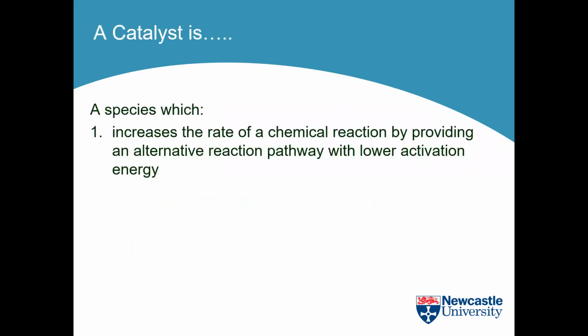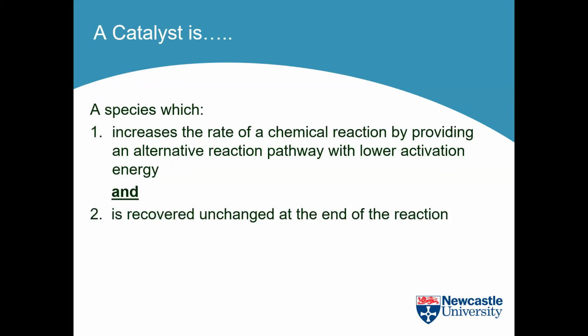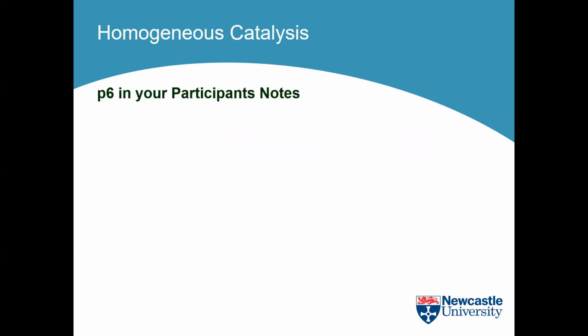So a catalyst, of course, is a species which increases the rate of chemical reaction by providing an alternative reaction pathway with a lower activation energy, and it's recovered unchanged at the end of the reaction. So they're the 2 things you need to put down to score 2 marks in an exam for what's the definition of a catalyst. Lowers the activation energy, alternative reaction pathway, and recovered unchanged at the end. But you can't normally see catalysts working. I'm going to show you at least one catalyst working in the next couple of minutes.